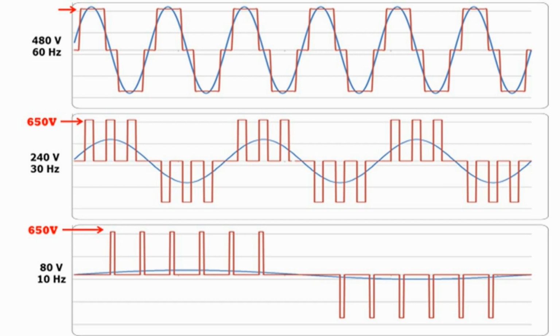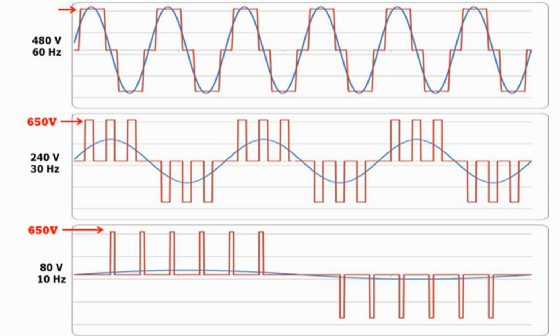But if we reduce the frequency to 30 Hz, then we must also reduce the voltage to 240 volt in order to maintain the volt over frequency. How are we going to reduce the voltage if the only voltage we have is 650 volt? This is called pulse width modulation, or PWM.